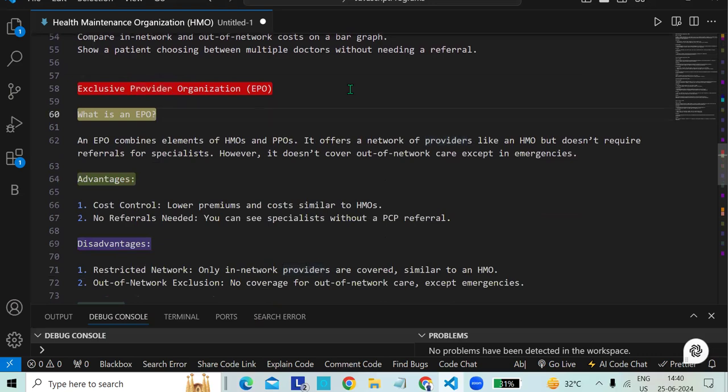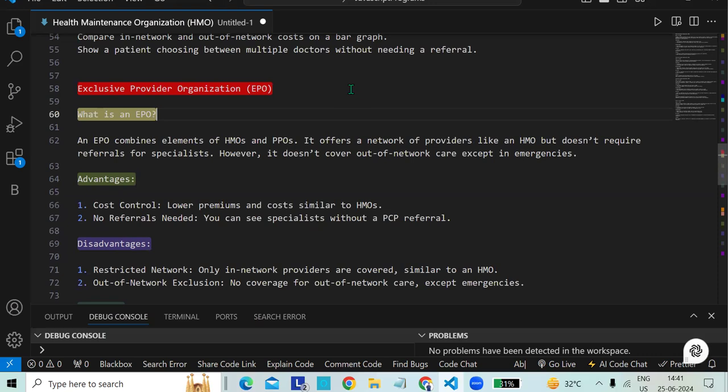And the third one is exclusive provider organization. So what is an EPO? An EPO combines elements of HMO and PPO. We saw HMO, health maintenance organization, and the PPO, preferred provider organization. By combining these two, we get exclusive provider organization.